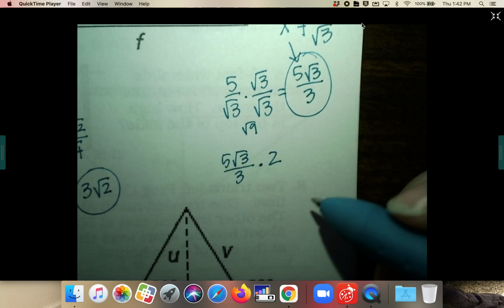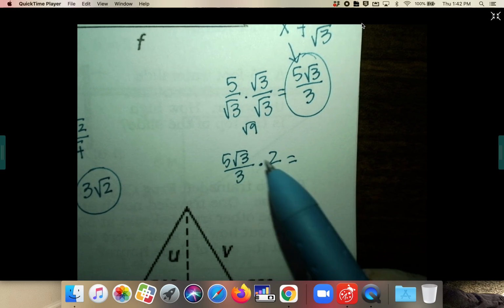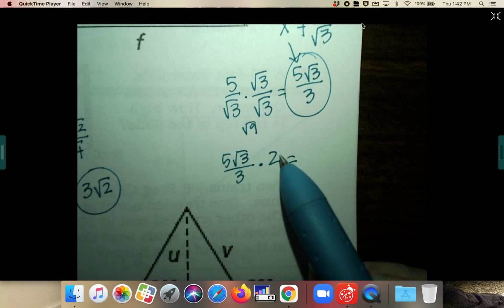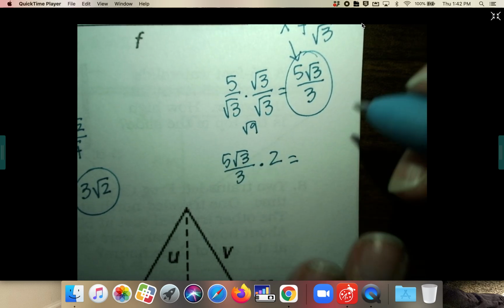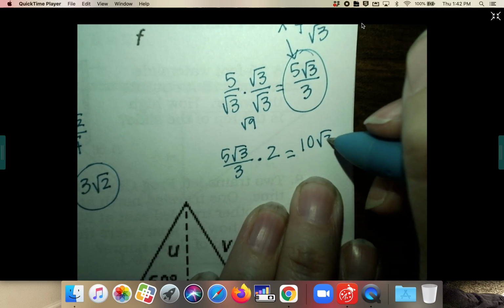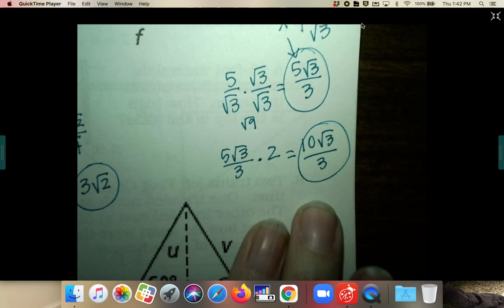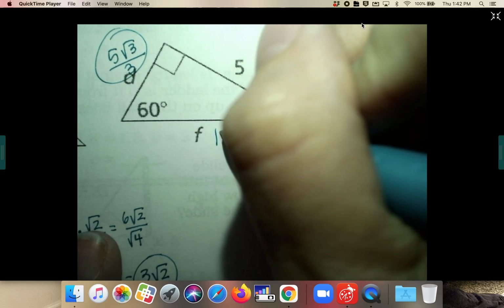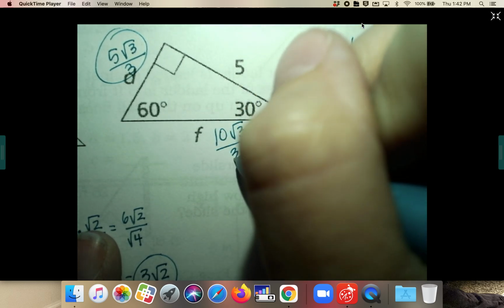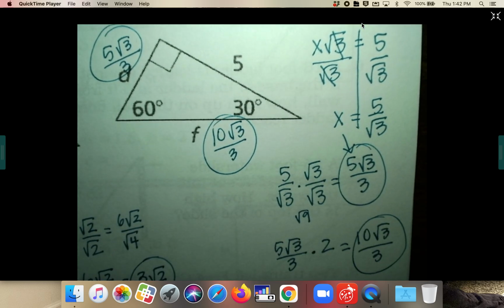And in case you need to know how to do that, anything on the outside of radicals can get multiplied by each other. So this is going to be 5 times 2, which is 10 root 3 over 3. So that's not bad at all. So 10 root 3 over 3 is our hypotenuse.